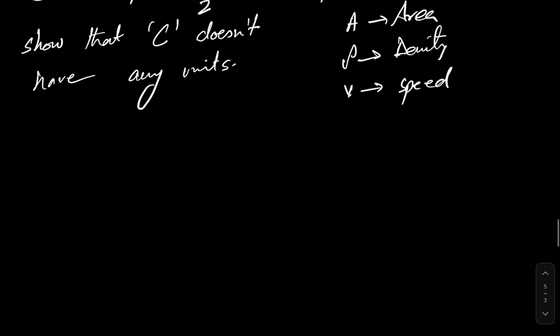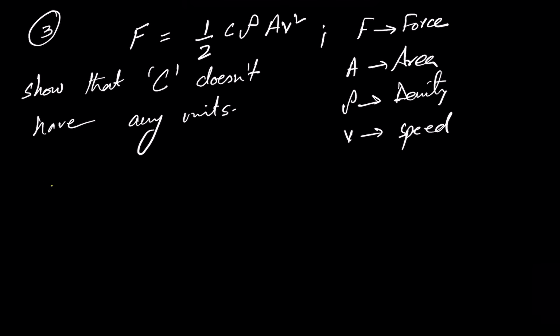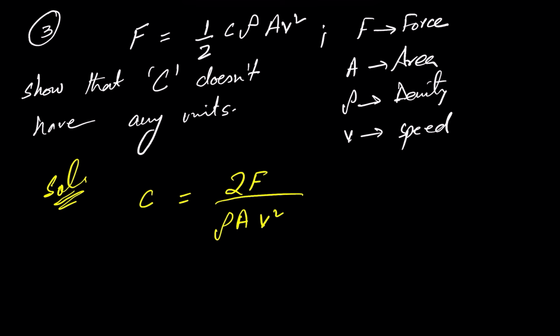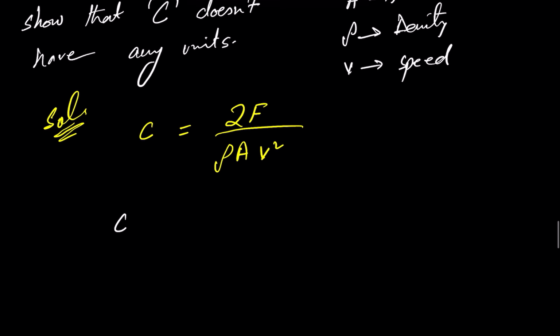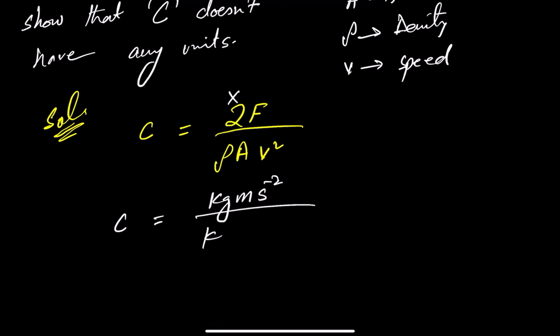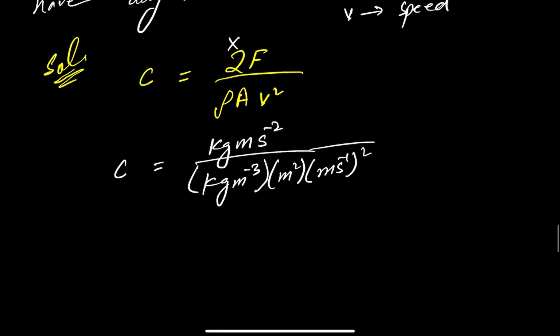Okay, so if we have to show that, we can follow the same steps that we have done. We can make the C as the subject, so it will be C is equals to 2f divided by rho a v square. It can be rearranged like this. Okay, so let's apply the unit analysis. C is equals to 2 will not have any unit. For f it is kg meter per second square. For density it will be kg per meter cube. For area it will be meter square. For velocity it will be meter per second, and there is a power 2 on it.